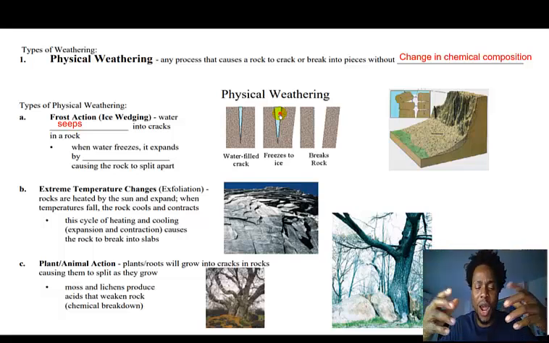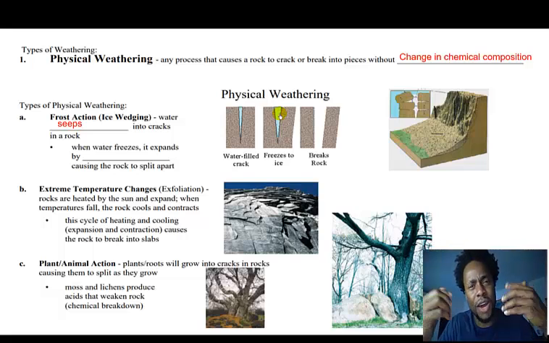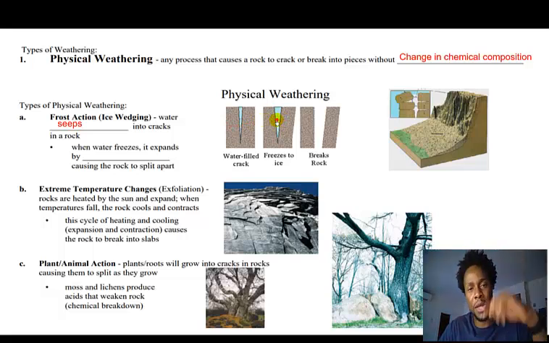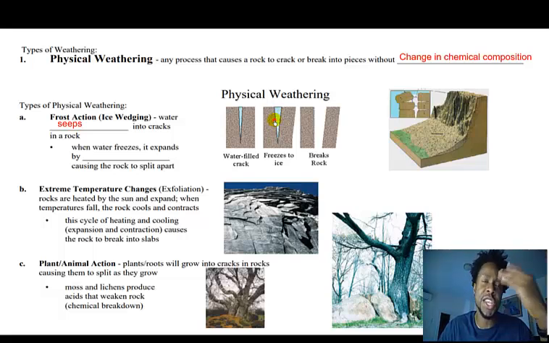It's the reason why when we put things in our freezers, they tend to burst or break if it's a bottle, for example. So water expands when it freezes. So when it freezes, it pushes against the wall of the crack, and eventually as it melts and then freezes again, melts and freezes again, season after season, year after year, decade after decade, eventually it splits the rock apart. So we call that frost action or ice wedging.